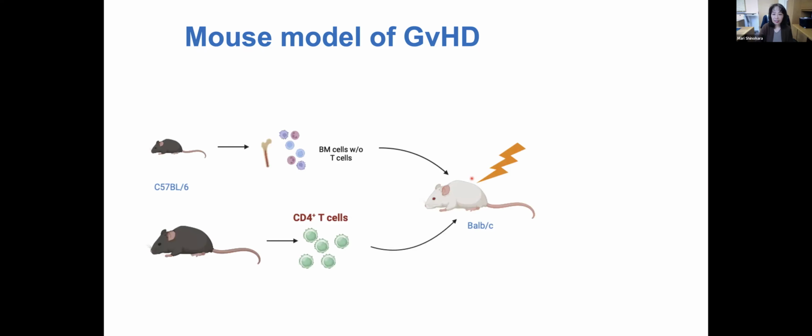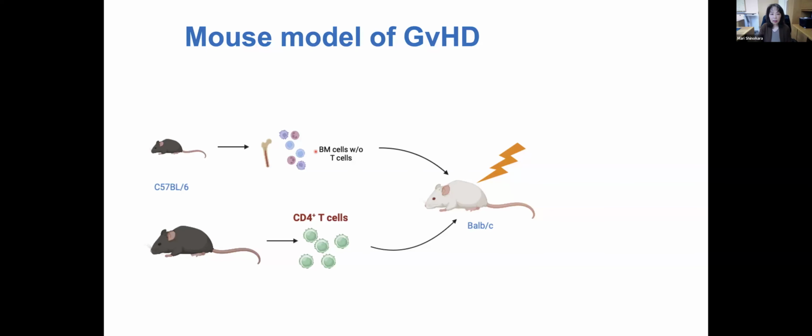Okay. In our particular setting, we are going to use a slightly more complicated model. The bottom line is the same: B6 cells transferred to BALB/c. But here we are interested in what cells are involved, and particularly we are interested in T cells this time. So that's why we use this particular model where we isolate CD4 T cells from Black 6 mice, and then transfer them to BALB/c, after irradiation.